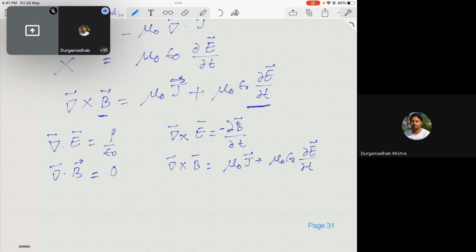Okay, so you can write these equations also in integral form. That is also important because many times, in order to calculate or find out this electric and magnetic field, you need to perform integration.